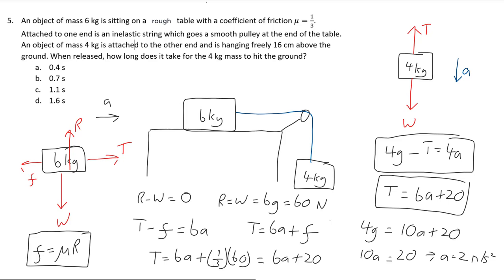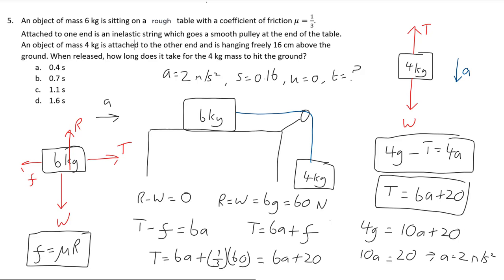Therefore, thinking about our SUVAT equations, if I consider the down direction as positive, then we have that the acceleration is 2 meters per second squared. We have the displacement as 16 centimeters, but because we have the acceleration in meters per second squared, we have to convert this to meters, so we get 0.16 meters, and we have the initial velocity 0 meters per second, and we're looking for the time.